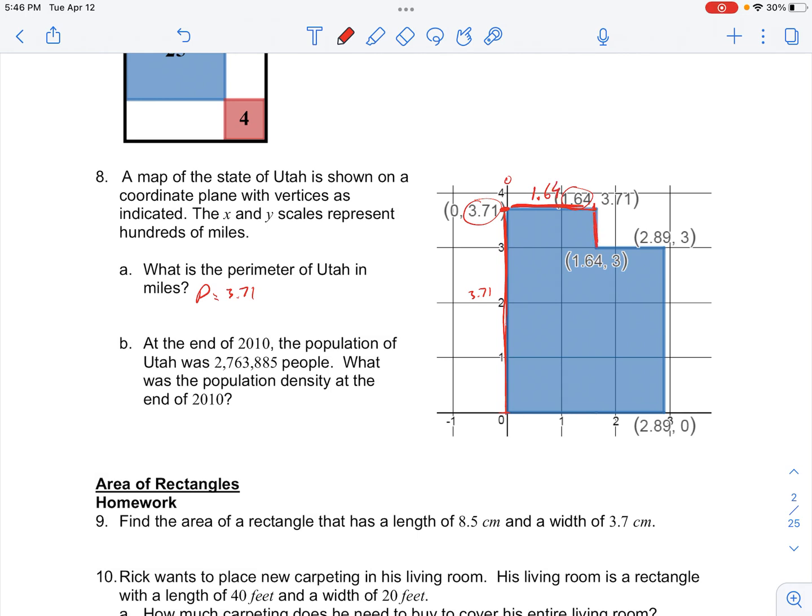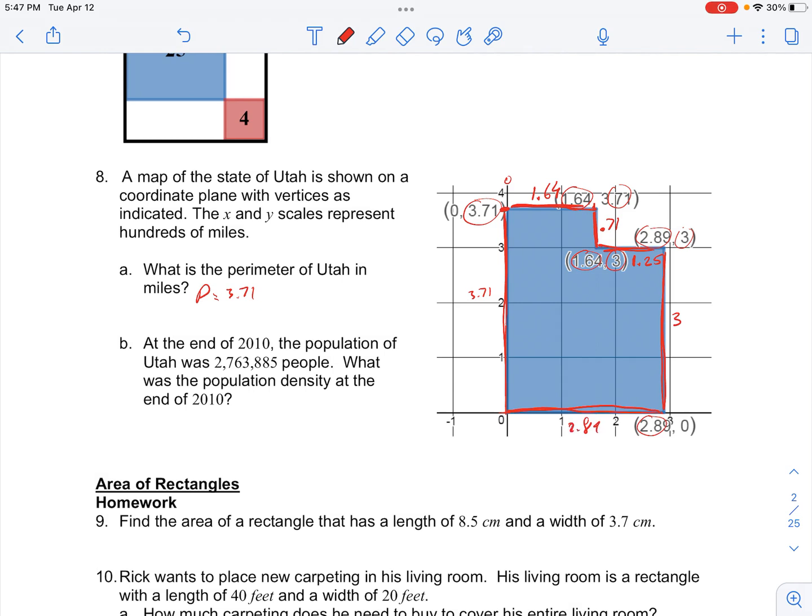This segment is the difference in y between this point and this point, so that's 3.71 minus 3, which is 0.71. This side is the change in x between this coordinate and this coordinate, so we have 2.89 minus 1.64, which is 1.25. Now this side length is the change in y between 0 and the y coordinate here, which is just 3. And finally, the bottom segment is change in x from 0 to this coordinate, so that's 2.89.